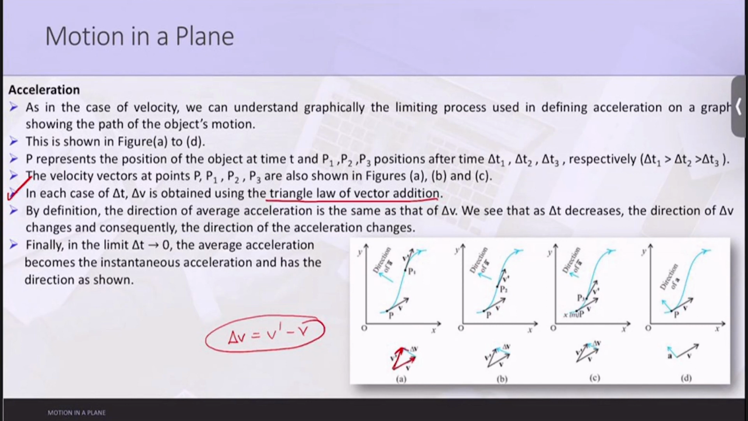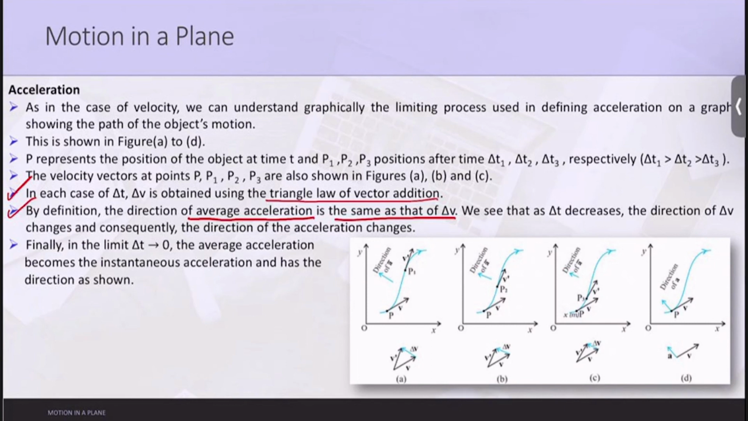So when vector subtraction is done, we can obtain the value of delta v. As you can see, this is your v here, and this is your v bar here. We put this v bar onto the tail of v, and hence obtain the value of delta v. Therefore, by definition, the direction of the average acceleration is the same as that of delta v. This is quite clear because average acceleration is equal to delta v upon delta t. Therefore, the direction of a bar would be the same as the direction of delta v.